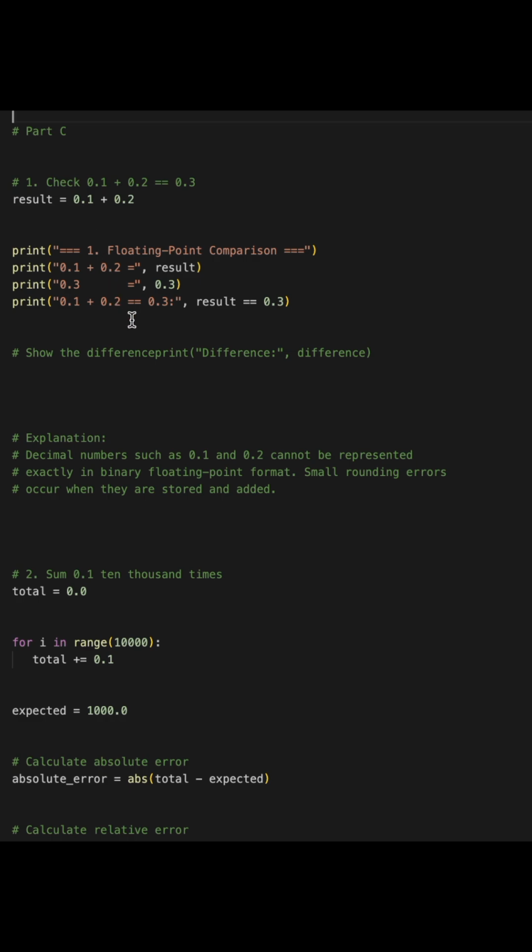Why? The reason is that decimal numbers such as 0.1 and 0.2 cannot be represented exactly using binary floating point representation. So the computer stores an approximation of these values. And because of these tiny approximations, the result can be slightly different from the exact decimal value. That's why we print result minus 0.3. This allows us to see the small floating point error.